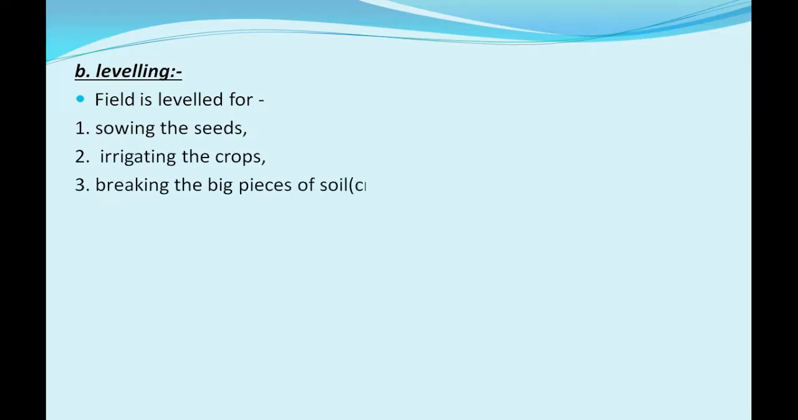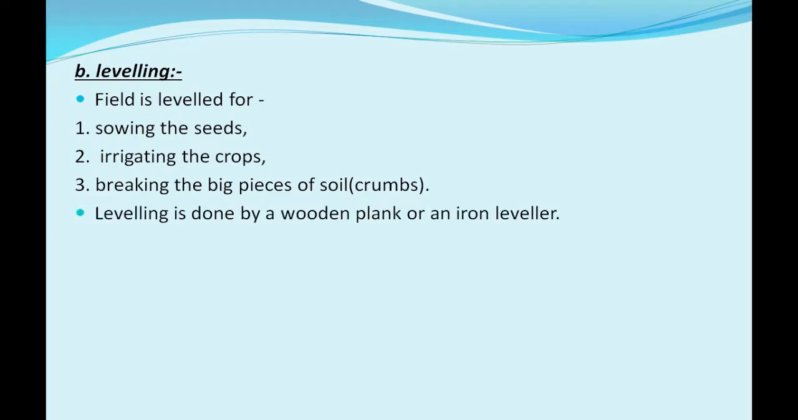Second is leveling. Field is leveled for sowing the seeds, irrigating the crops, and breaking the big pieces of soil, which are known as crumbs. Leveling is done by wooden plank or an iron leveler.